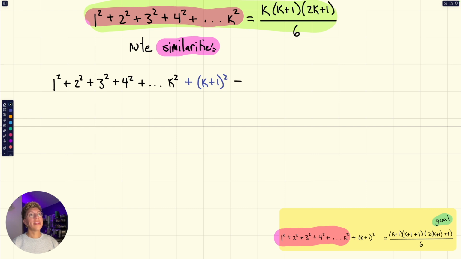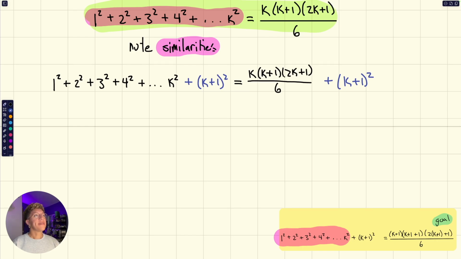And then on our right-hand side, this part will stay the same. We have k times k plus 1 times 2k plus 1 all over 6. And again, we're adding a k plus 1 squared to this side as well. So we get something like that. So if we can take, again, our right-hand side and show that it's equal to this expression down here, our goal, we are finished. Like we saw before, this is all algebra. So we're trying to take our right-hand side, manipulate it using algebra to get down to our goal.